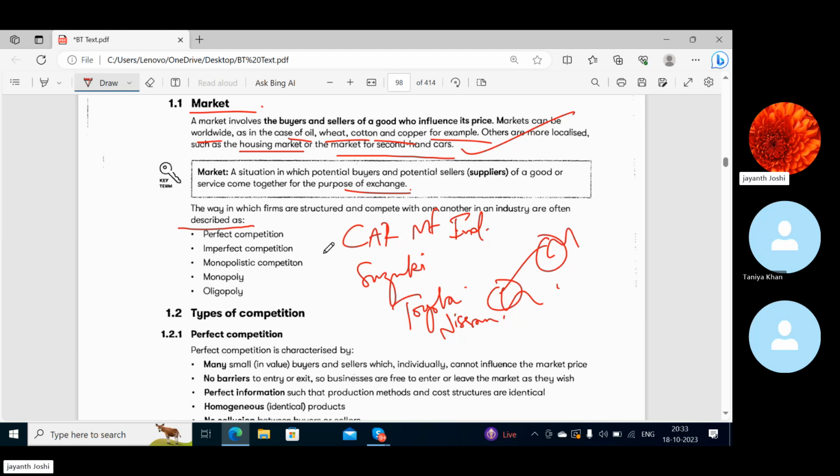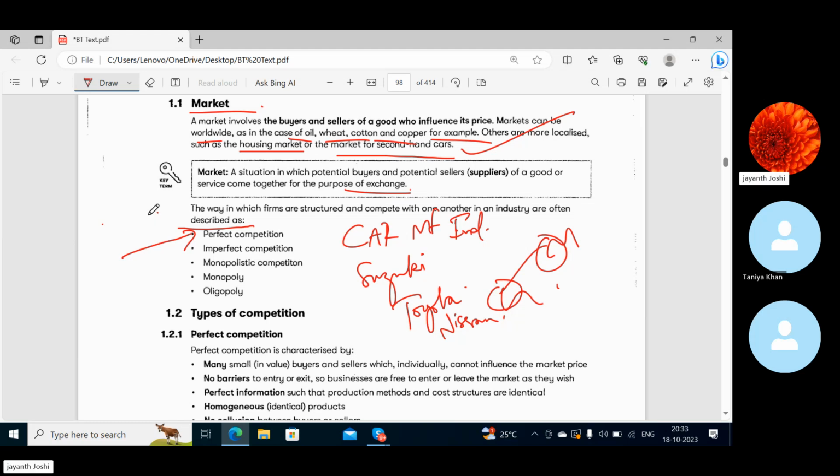So with respect to all this, we see there are different kinds of markets. One is perfect competition, whereby a large number of buyers and a large number of sellers are available. Similar kinds of goods are sold in that market, and at one price itself, whatever quantity you want, that many goods can be sold.